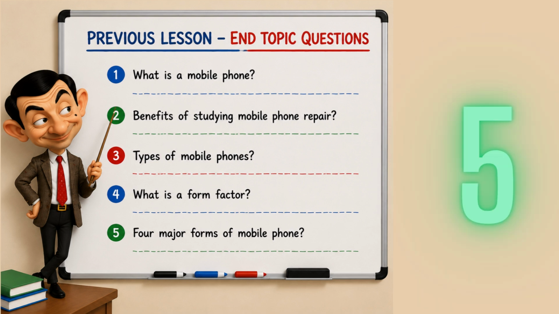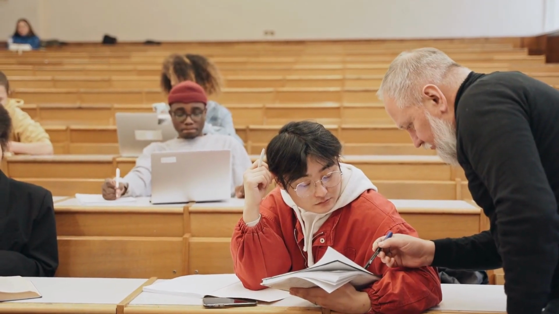Question 5. What are the four major form factors of mobile phones? Answer. The four major form factors of mobile phones are: bar phone, a fixed rectangular, cuboid phone with no moving parts; touchscreen phone, a phone with a large electronic display and an on-screen keyboard; flip phone, a phone with two sections connected by a hinge that open and close; slider phone, a phone with two sections that slide past each other to reveal a keypad or keyboard.